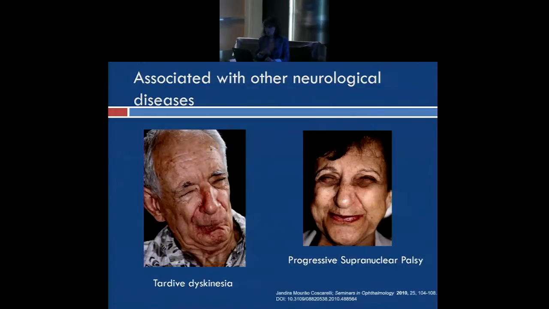This woman had a disorder called progressive supranuclear palsy. She had many other neurological findings in addition to her eyes, but you could see that she had a dystonic grimacing as well as a dystonic closure of her eyes. So you can see this kind of disorder in other neurologic disorders.